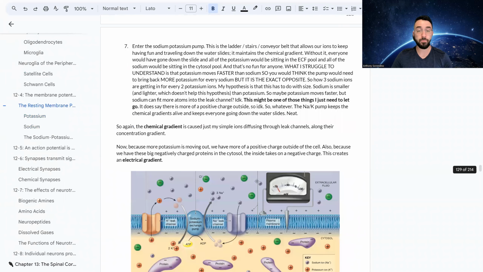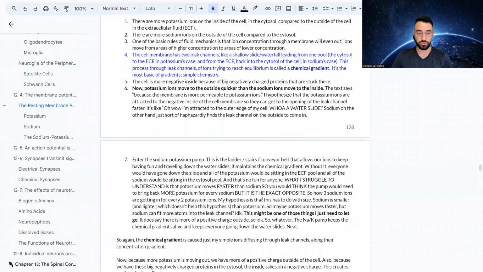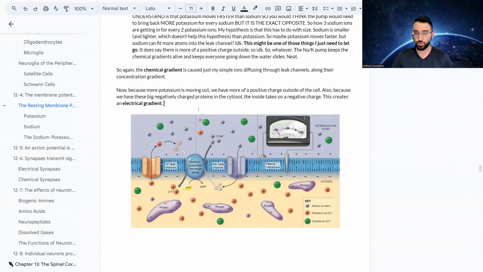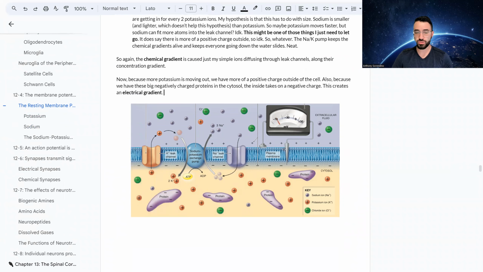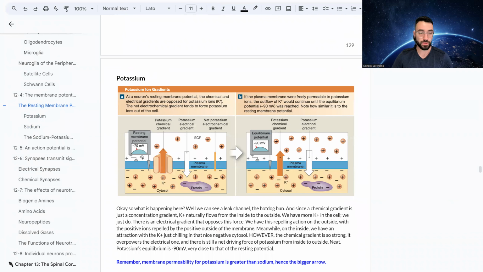Okay, so that's the chemical gradient. The electrical gradient, because more potassium is moving out, we have more of a positive charge outside of the cell. Remember, we're sad on the inside. Also, because we have these big negatively charged proteins. This creates an electrical gradient. So this is kind of an aside. The chemical gradient is just these leak channels, these water slides. The electrical gradient is kind of like the bigger picture of we have all this negativity on one side, we have all this positivity on the other side, okay? And it turns out that's about -70. That's our threshold of our resting membrane potential.